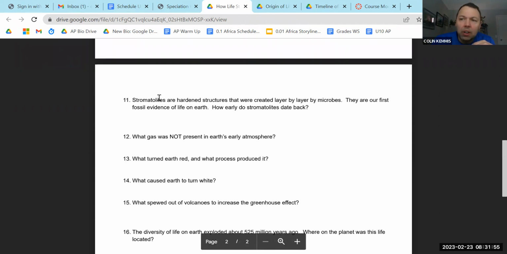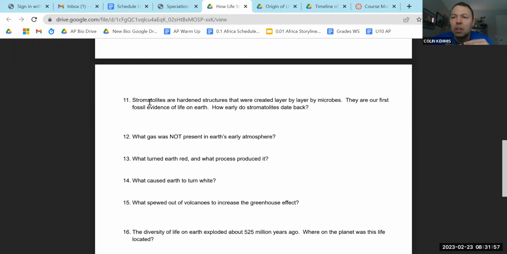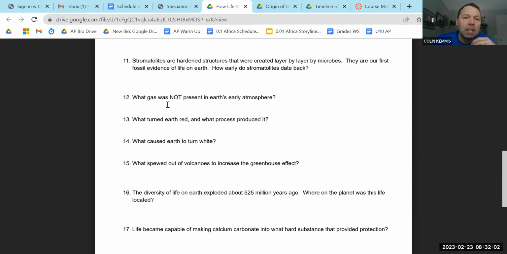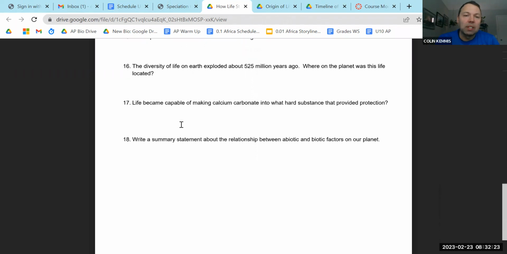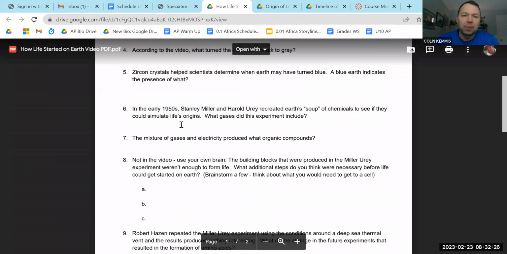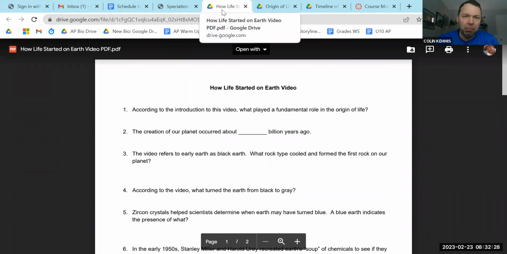Anyway, here's the first life on Earth, the stromatolites of really ancient bacteria. And then the key learning there is there's no oxygen in the early atmosphere. There's no oxygen until we got to the oxygen revolution, which was about 2 billion years ago. And that rusted out the iron. We go through some of the other things here. So that's a pretty good video there, how life started.